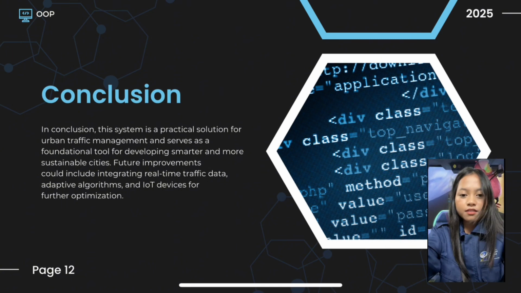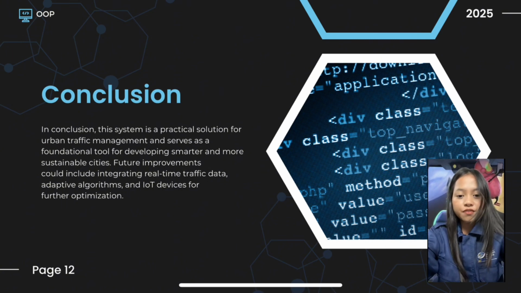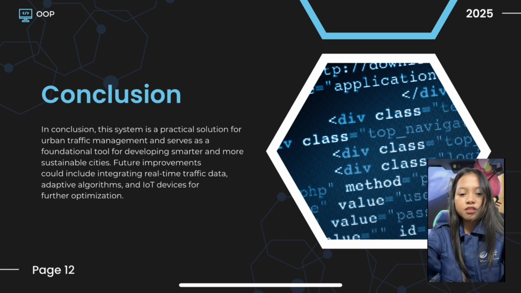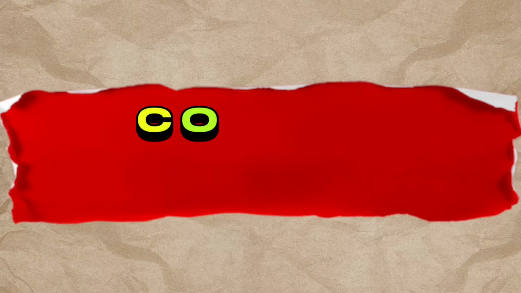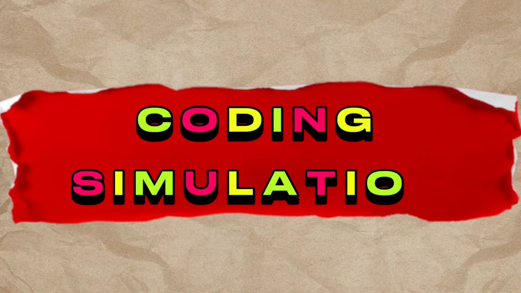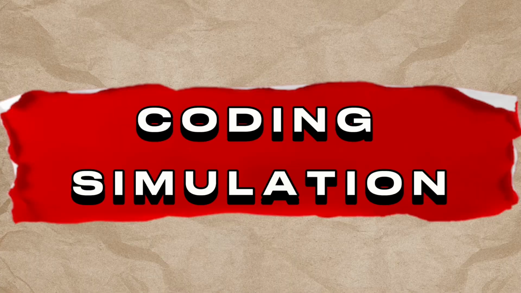Our benefits for this project are, first, to reduce traffic jams. Second, improve time efficiency for commuters. Third, provide a scalable framework for future urban development. Thank you. So now I'm going to show our coding.